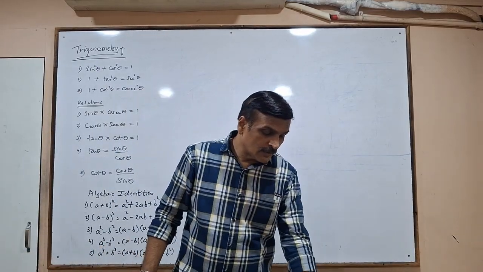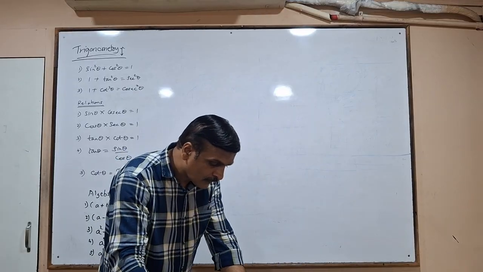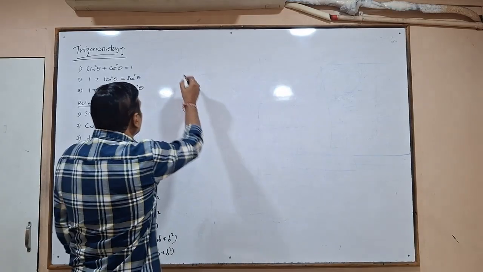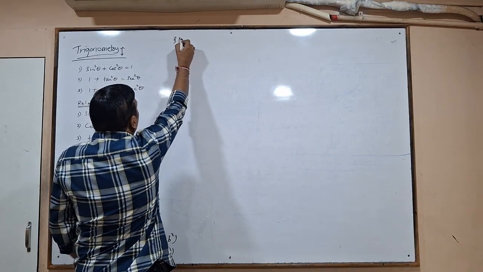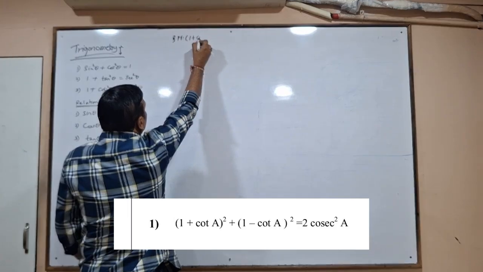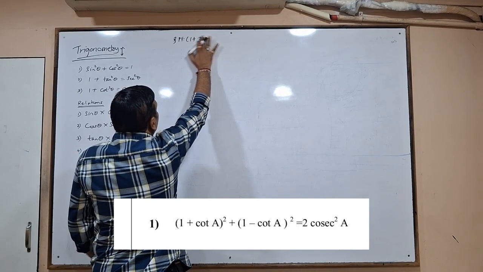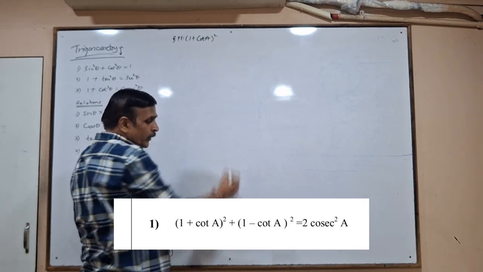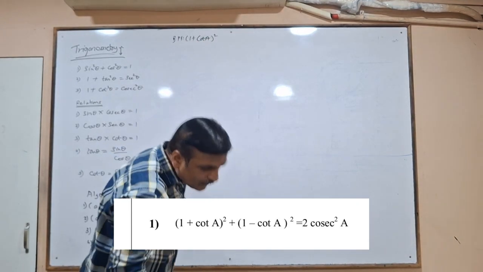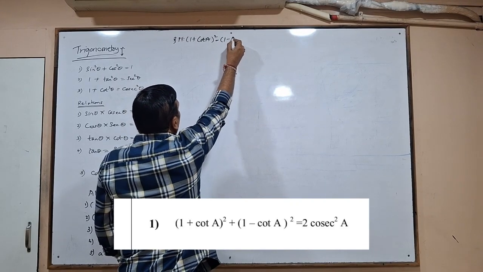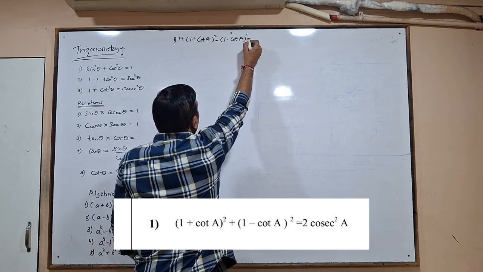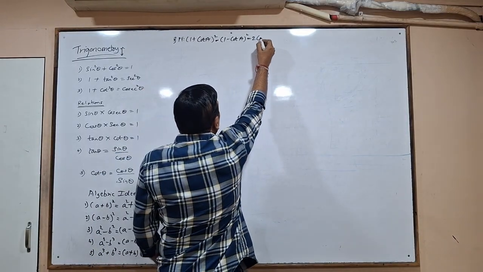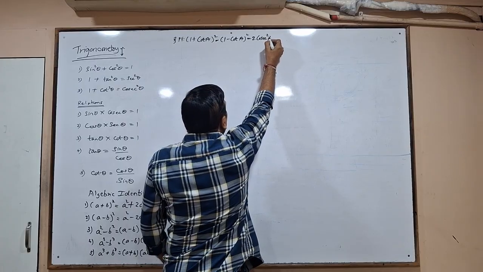So let us start by taking this problem. Prove that 1 plus cot a the whole square minus 1 minus cot a the whole square is equal to 2 cosec square a.